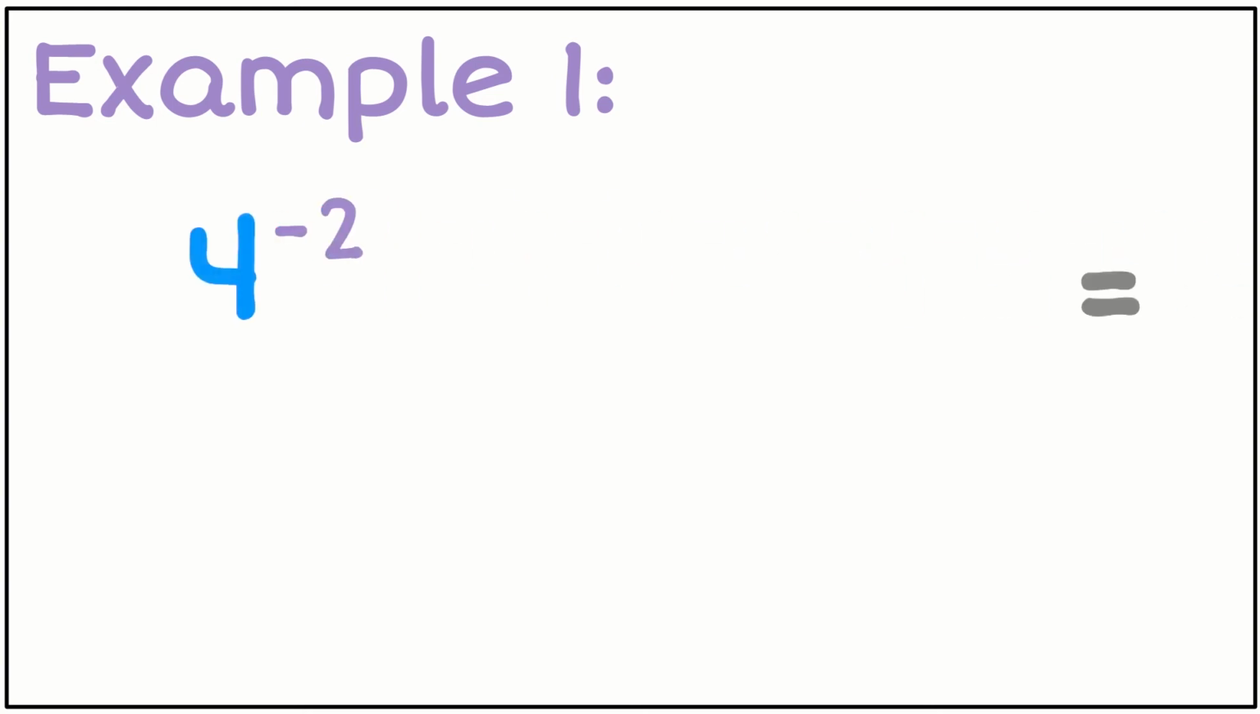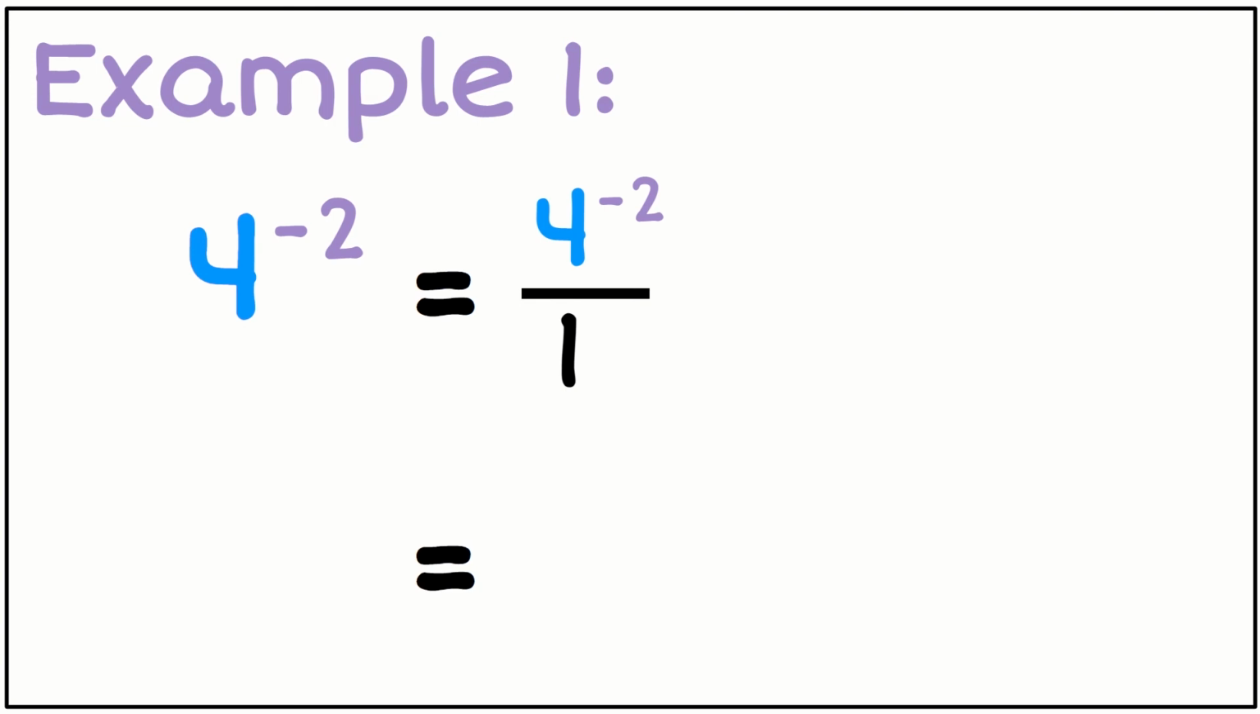So we've got our example here of 4 to the power of negative 2. The first thing I'm going to do is write that divided by 1. So 4 to the power of negative 2 divided by 1. Now what I want to do is use my reciprocal. And what happens when I do my reciprocal is the power changes from negative to positive. So let's have a look.